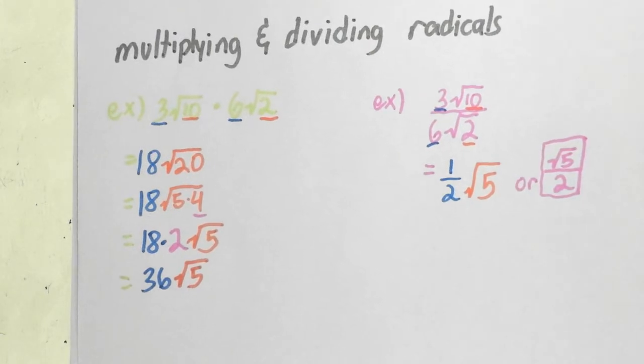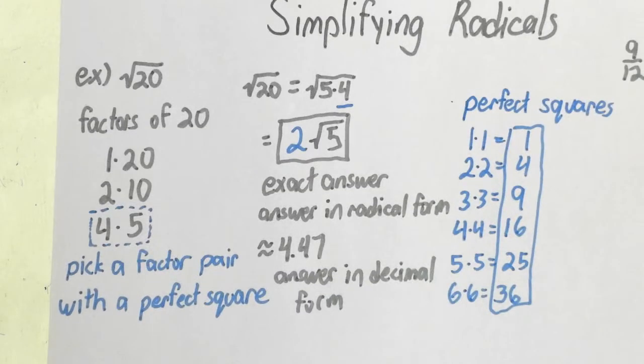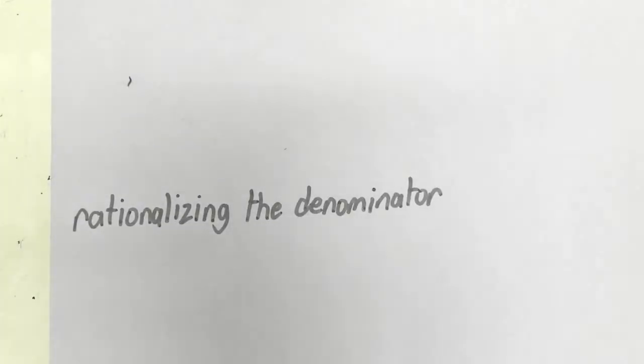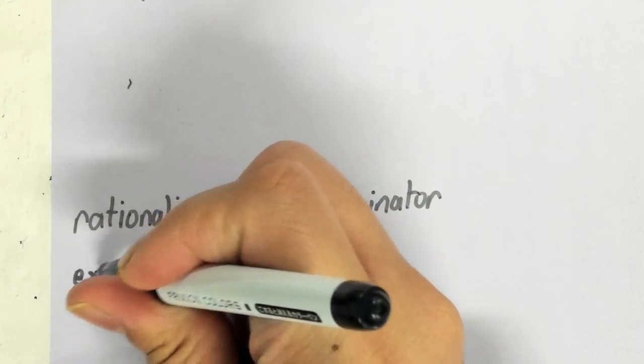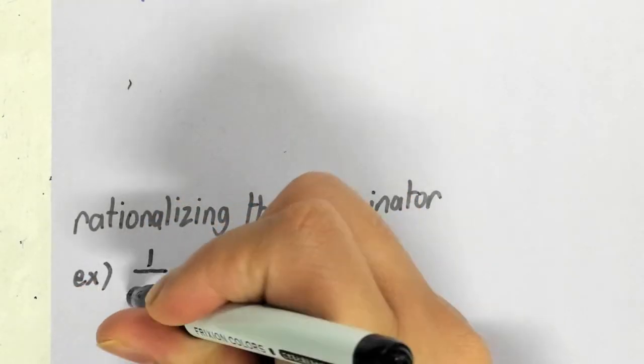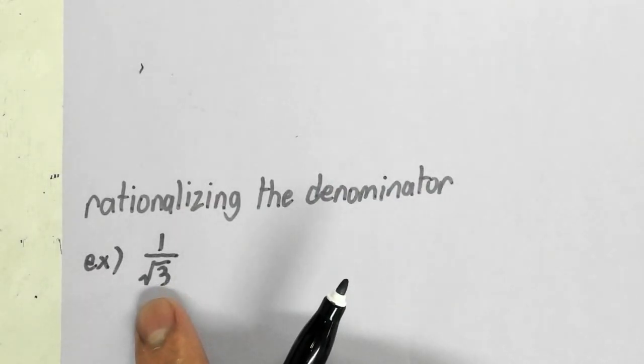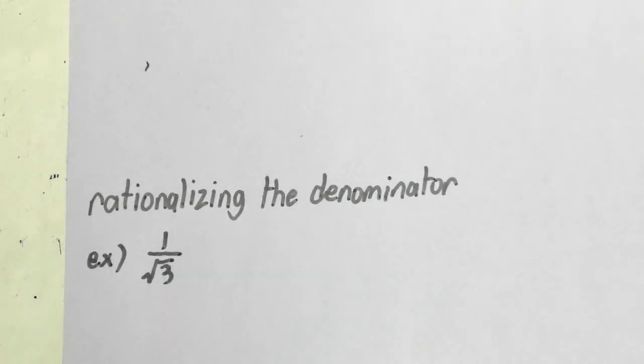Alright, multiplying, dividing, simplifying. So last up is rationalizing the denominator. In math, we don't like having square roots in the denominators, for various reasons. One reason is when you compute things, it's easier to multiply by square roots than it is to divide by square roots when you're approximating things. So we don't like dividing by square roots.